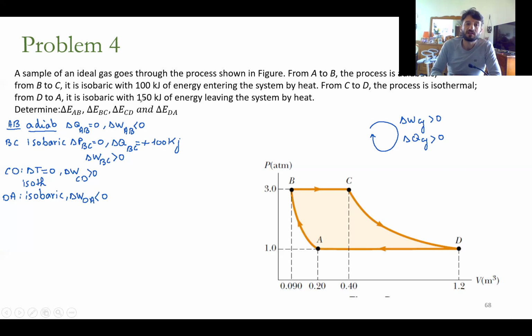And we have 150 kilojoules of energy leaving. Leaving means lost by the system, so it must be negative. So delta Q DA equals minus 150 kilojoules. You have to know that when we lose heat, it must be negative. When we gain heat, you have to write it plus.